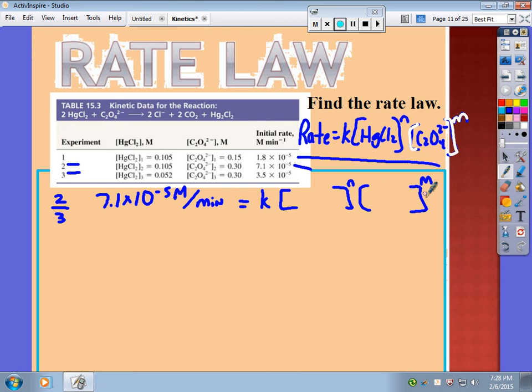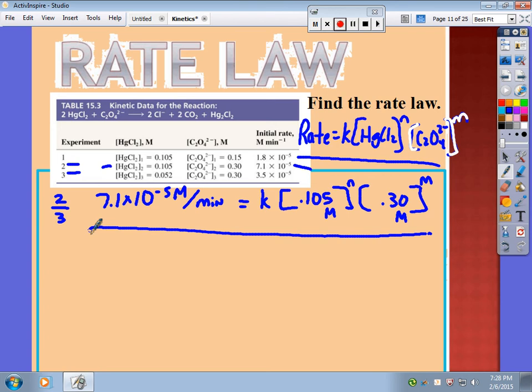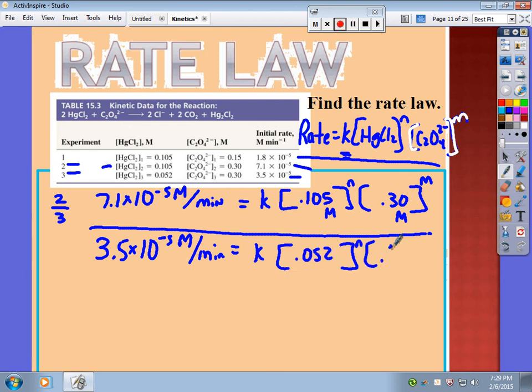So I look under HgCl2 for number 2 and it's 0.105. I look under C2O4 and it's 0.30. And these are molarity. Now I'm just going to show you these units for this first one. You need to write it for the other ones, but I'm just showing you why, because they cancel out. And I look at rate for experiment 3, 3.5. I'm just looking at my chart, right? Times 10 to the -5th molarity per minute is equal to K, because that's my format here, right? K times the concentration of 0.052 to the n and 0.30 to the m, and these are both molarity as well.